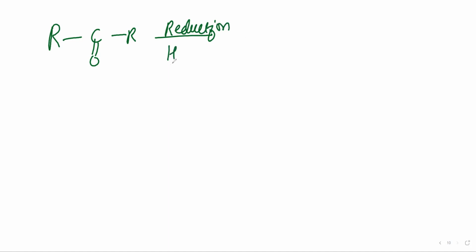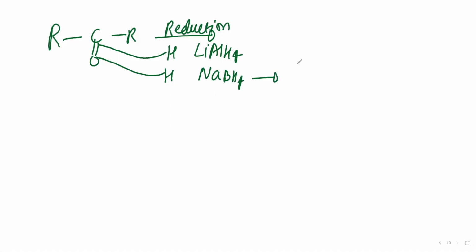As aldehyde converts to 1-degree alcohol, in the similar manner, suppose I am using ketone RC double bond O. When it does reduction, it forms 2-degree alcohol. Reduction means addition of hydrogen, right? So 1 hydrogen is added here, 1 is added here. Reduction in presence of lithium aluminum hydride, sodium borohydride. Write the names of these compounds also. These all are reducing agents.